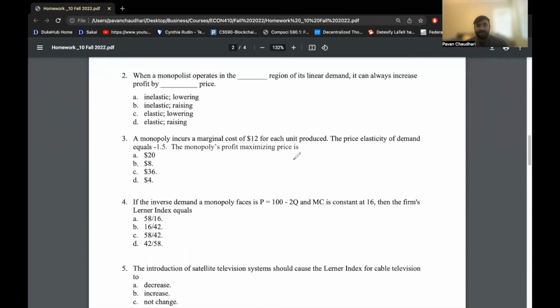Number 3 is a Lerner index problem. The way I know that is because it gives me a number for the elasticity of demand, right? And so we can use that to do the Lerner index. The Lerner index has 2 formulas. One formula is 1 over the absolute value of the elasticity of demand, and the other one is (P minus MC) over P. Okay.